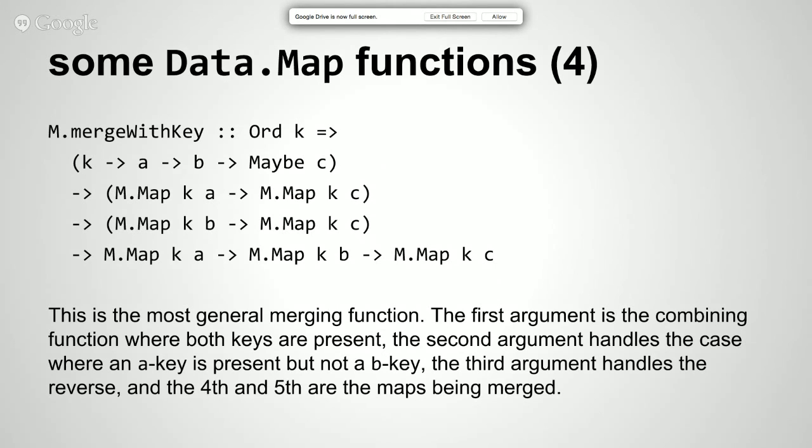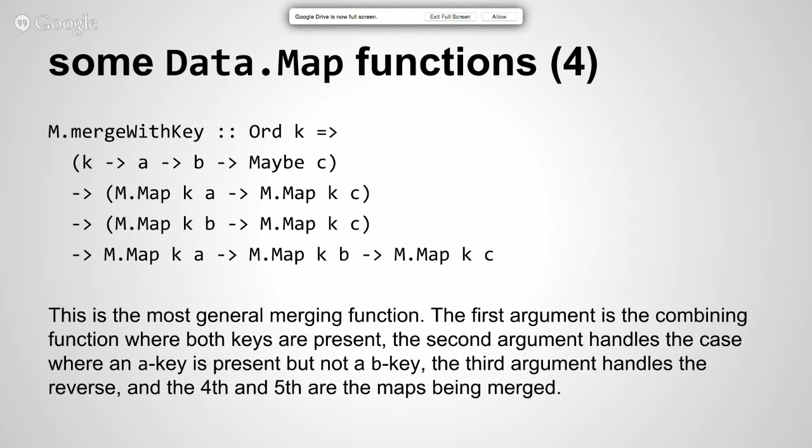But the first function is what you do when that key is found in both maps. The second is a function that's applied to the map of things that are in the first map but not the second. And then the third argument is a function that you apply to the map of things that are in the second map, that is the 5th argument, but not the first map, that is the 4th argument. Sounds horrible.